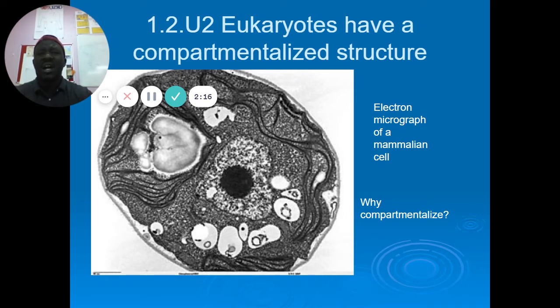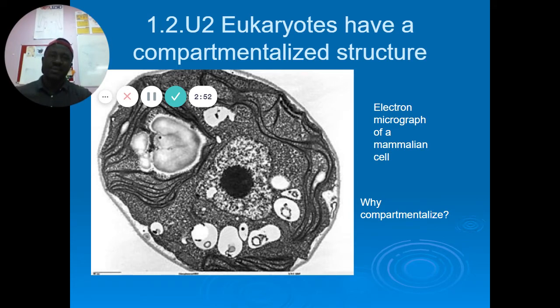Eukaryotic cells have a compartmentalized structure. As you see, this is one compartment, another compartment, and other regions. So different regions contain different activities. That makes what we call compartmentalization, unlike prokaryotic cells, which lack compartmentalization. So that's another good definition or difference that marks the difference between the eukaryotic cell and the prokaryotic cell, those two domains.